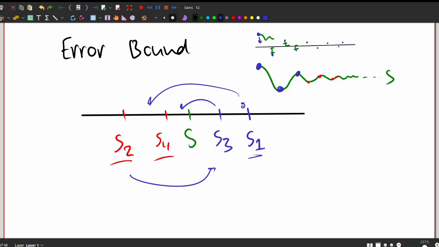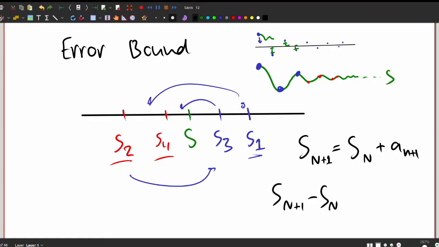Well, let's list one important fact about series. A series is adding up all the terms. The series up until the n plus 1th term is equal to the series up until the nth term simply plus the next term. And this also means that the difference between S of n plus 1 and S of n is equal to this a of n plus 1 term.